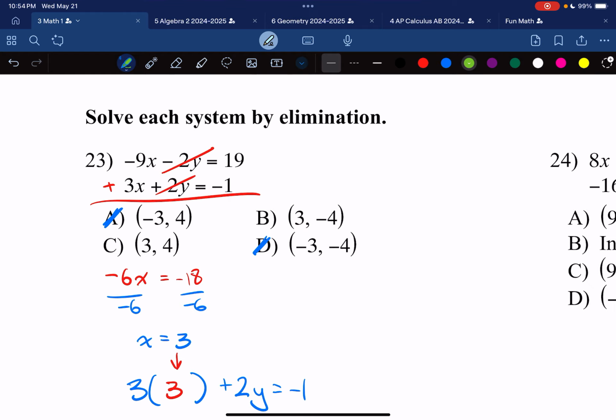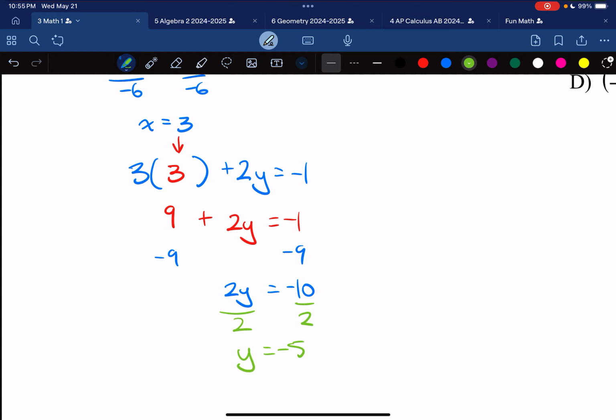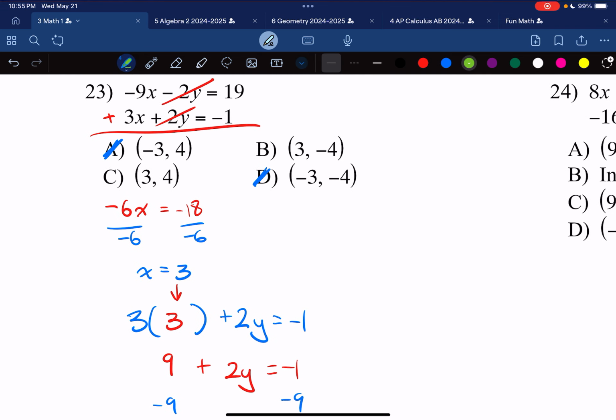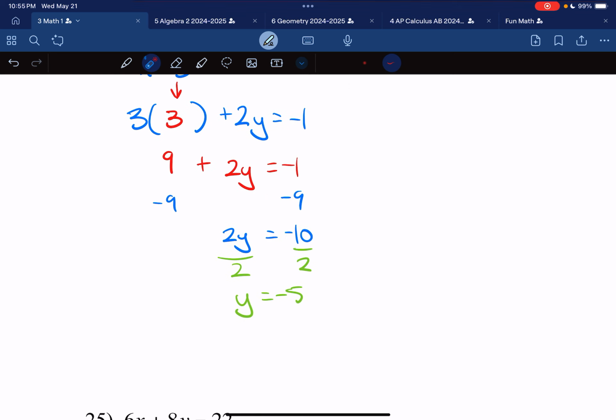So y has to be negative 5. And that is not an answer. So I've done something wrong. What have I done wrong? Let's see. Did I copy down my equation correctly? 3x plus 2y is equal to negative 1. That's correct. Plugged in 3 into the x. 3 times 3 is 9 plus a 2y. So far, so good. I have to subtract a 9 from both sides. I got a negative 10.